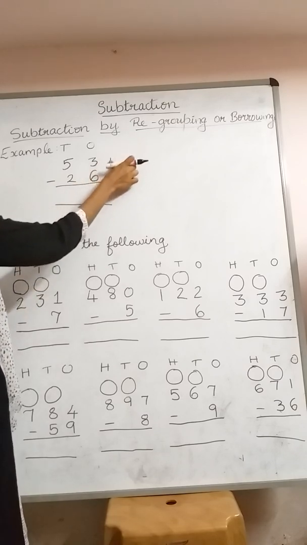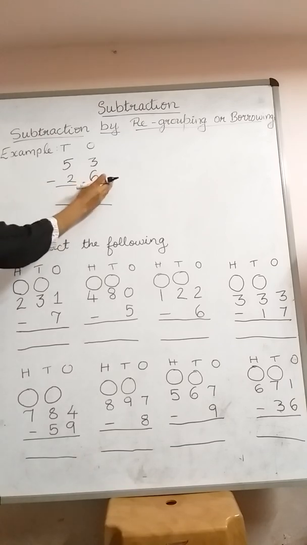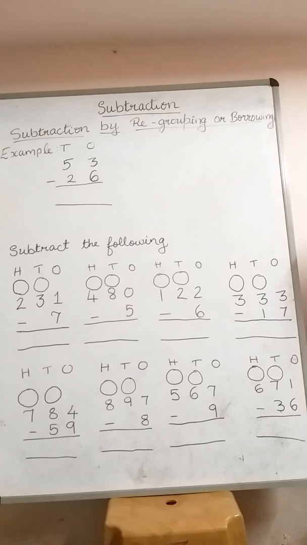So what I need to do? The answer for this is you need to borrow. If it is not possible to subtract in the ones place and you find this number is less than the other number, you need to borrow. But borrow from where? We should borrow 1 ten from the tens place.